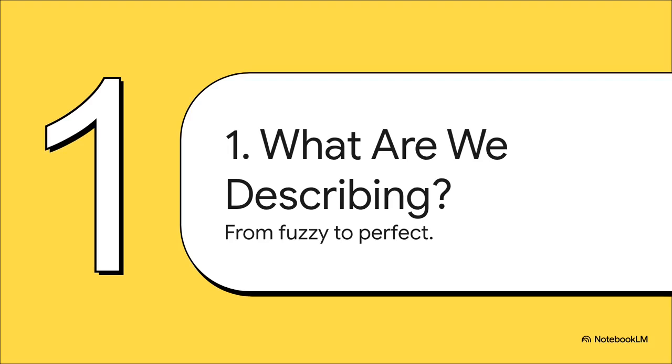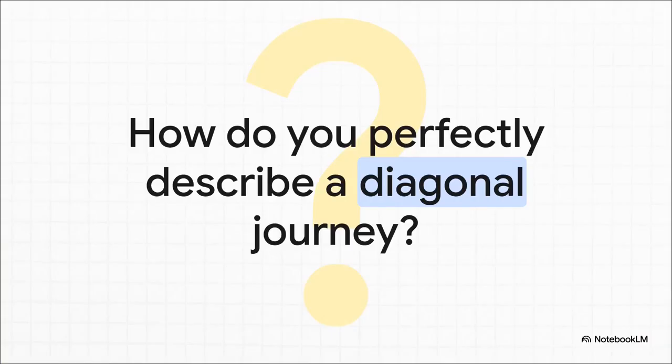So, what are we describing? I mean, what's the whole point? It's really all about one thing: turning a fuzzy idea, like just saying, go over there, into a perfect, totally precise instruction that a computer or a physicist could understand. So, let's get into it.